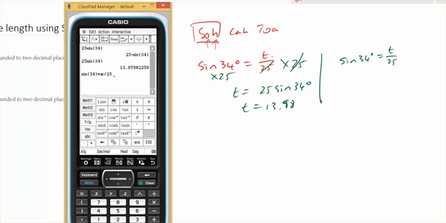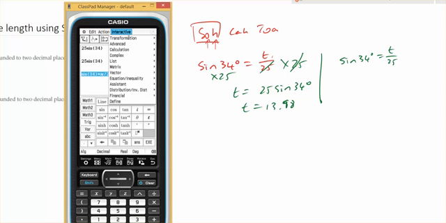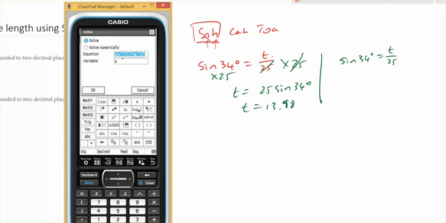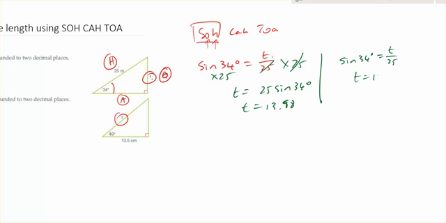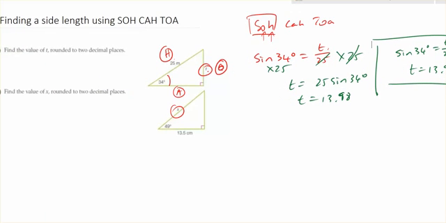What I do is I highlight this, I go interactive, click advanced, click solve, and we're solving for x. We're really solving for t, but we're just using x for convenience. And I get x equals 13.98. So t equals 13.98. So that's a quicker way to do it if you have a calculator. Now let's look at the second triangle.